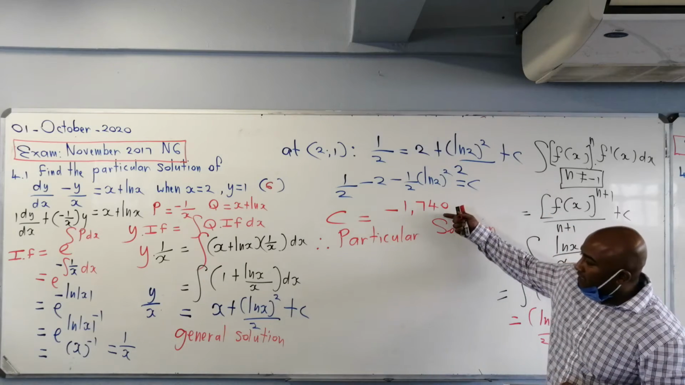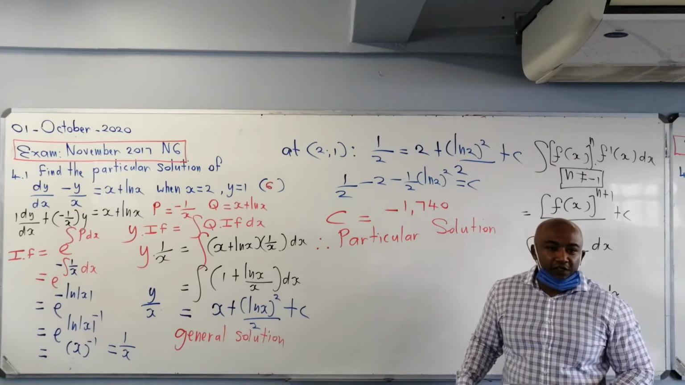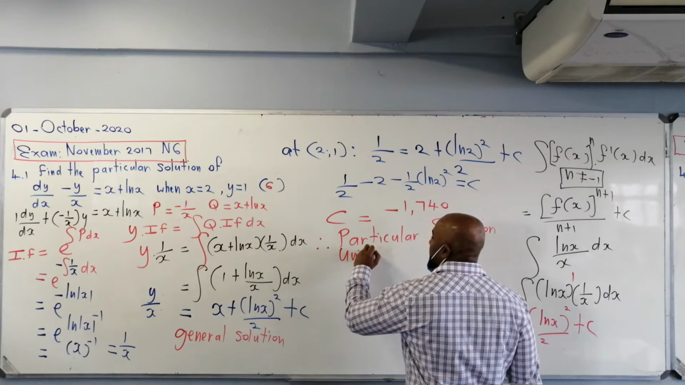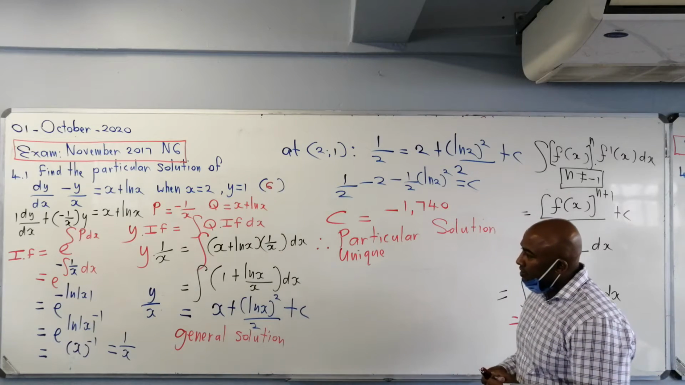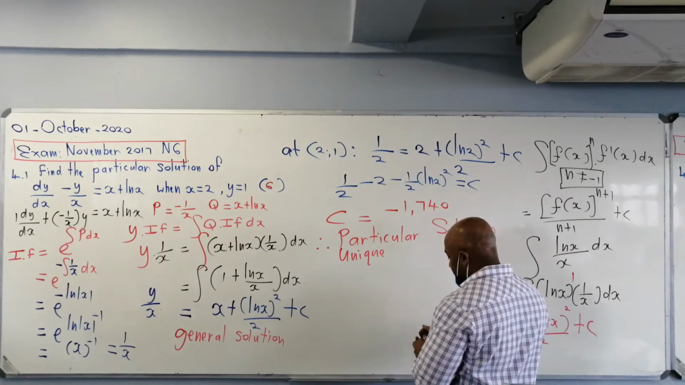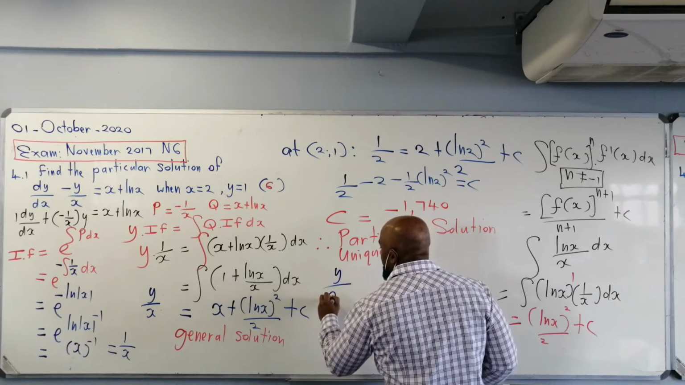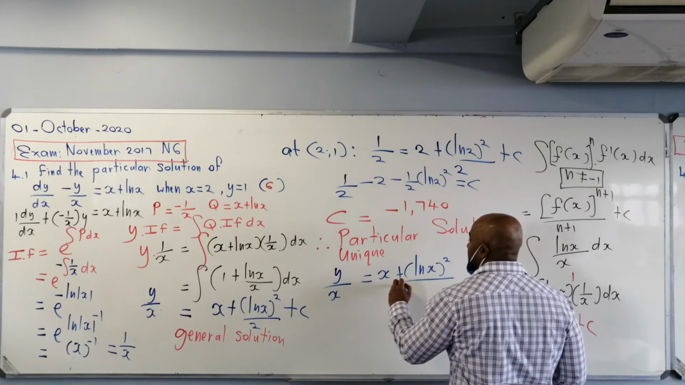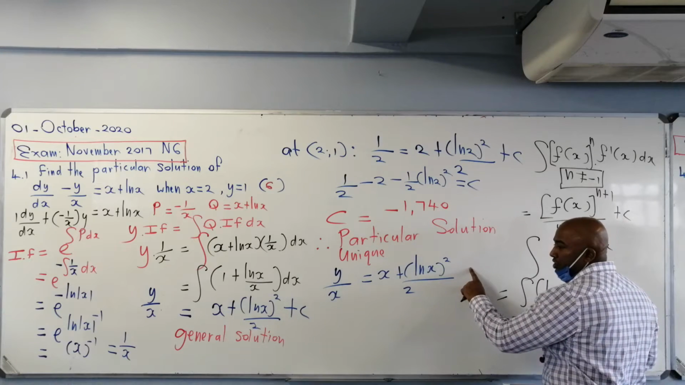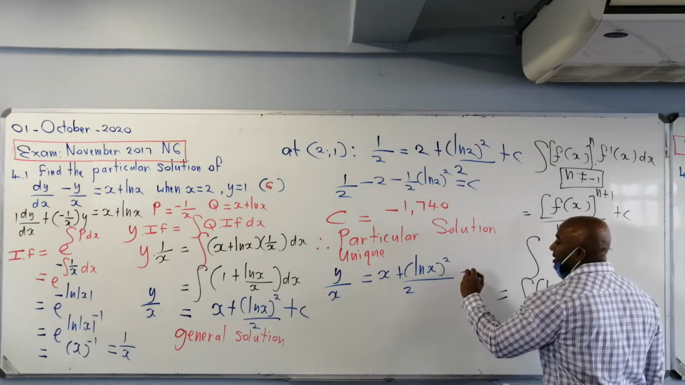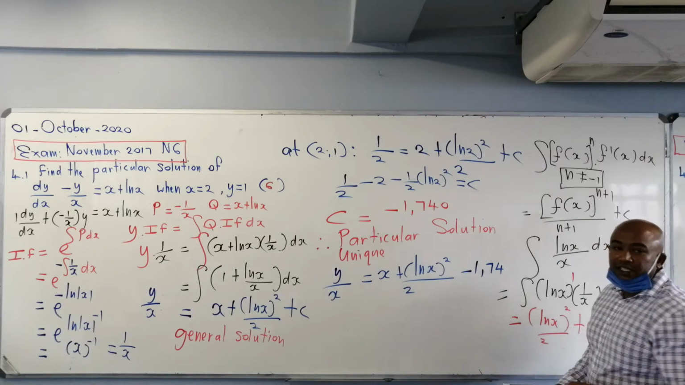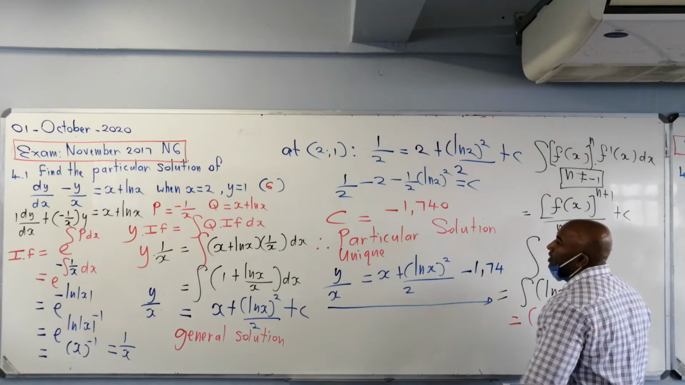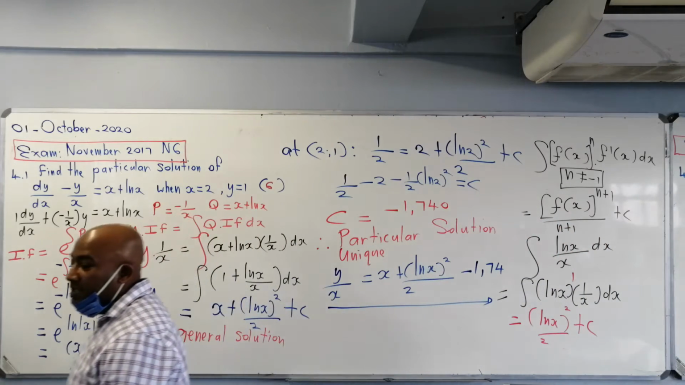So all you have to do is take C, substitute it back into your general solution, and that is called the particular, or it also can be called unique solution. So we go back here. We're going to have y over x is equal to (x plus ln x) all squared over 2, and then substitute for c. There's your c there, which is minus 1,740. If it's a 0, you don't have to write it down. So that is your 6 marks from November 2017.